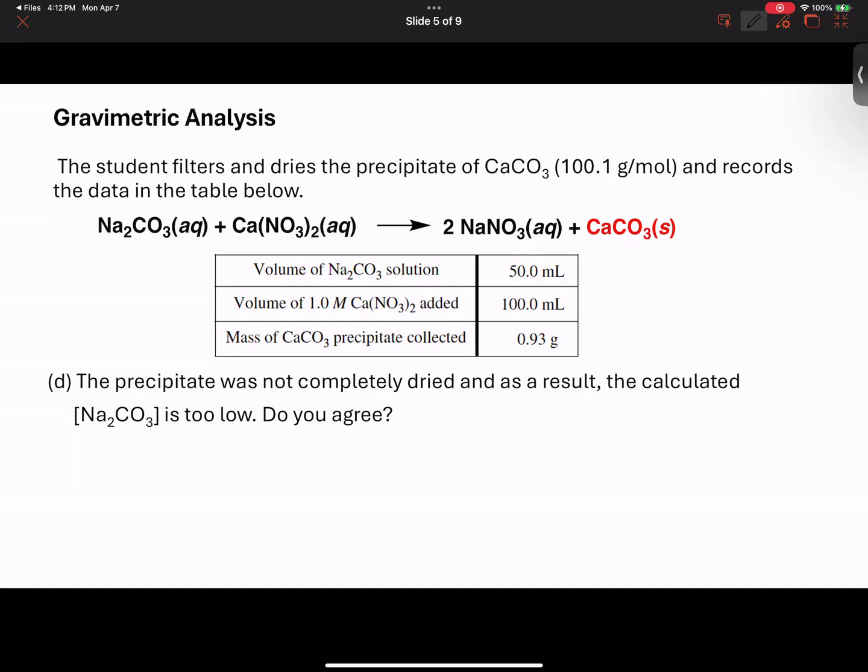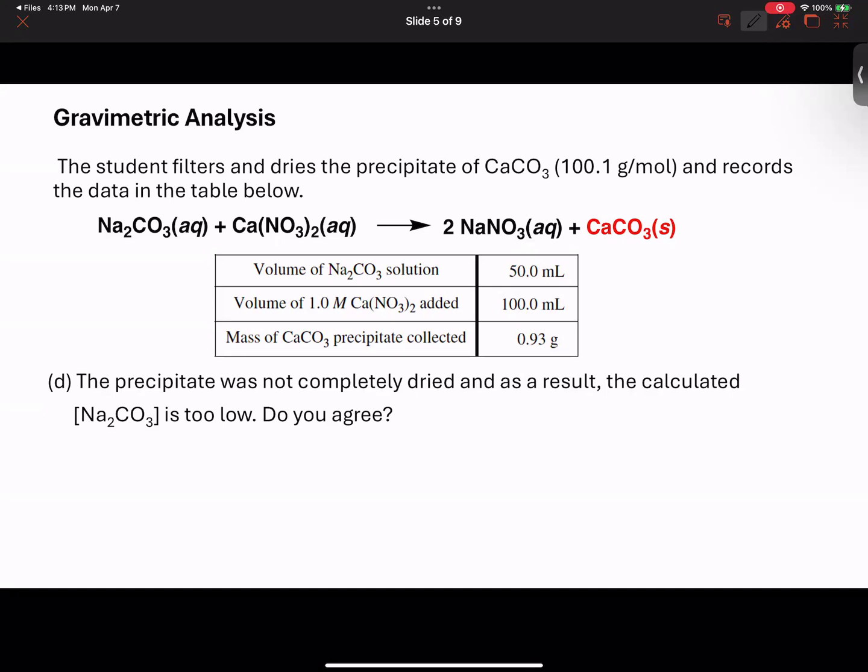Let's think about it. We need to reach a constant mass. When you put this in the oven, we give it 20 minutes, take it out, let it cool down and measure the mass, put it back, and after 15 minutes take it out and measure the mass, and repeat. We need to see the mass reach a constant value within a small allowed difference. Now, the student was asserting that the precipitate was not completely dried, and as a result, the calculated concentration is too low.